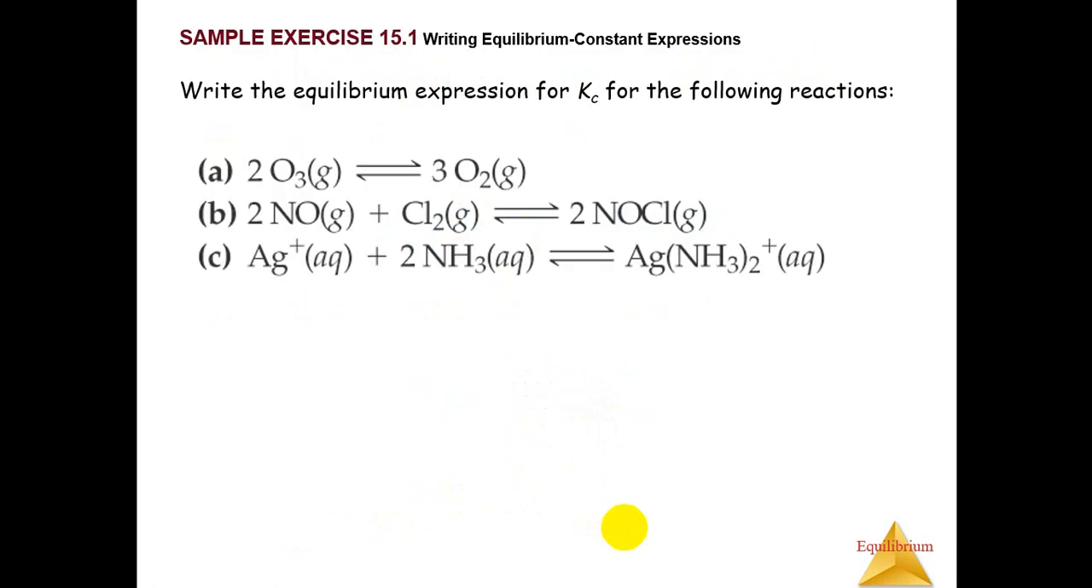Okay, so let's look at examples. Writing equilibrium constant expressions. Write the equilibrium expression for Kc for the following reactions. You may pause the recording and go through this question. Try to solve it on your own. Considering the forward reaction, the backward reaction, just write out the equilibrium equation for it. So let's see. You can now unpause the video. You can now resume.